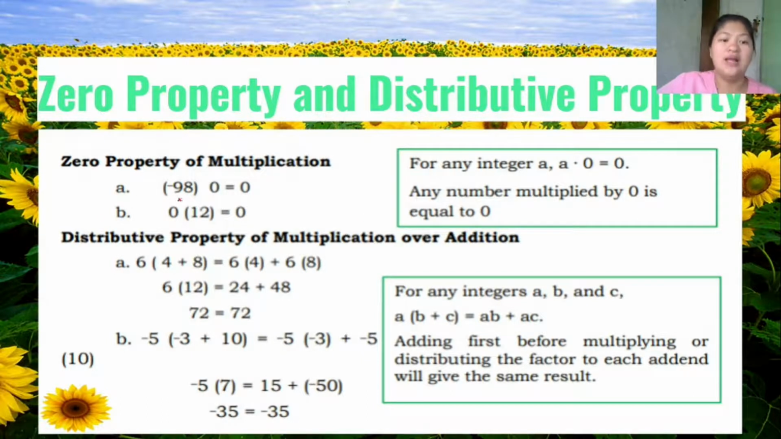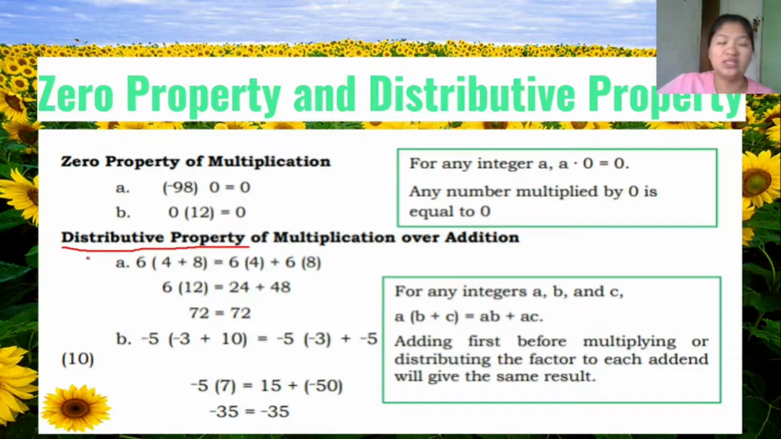For example, negative 98, minultiply po natin sa 0. That is definitely 0. Another example, 0 times negative 12, that is also equal to 0. And that's the zero property of multiplication. And for the last property, we have what we call the distributive property of multiplication over addition.